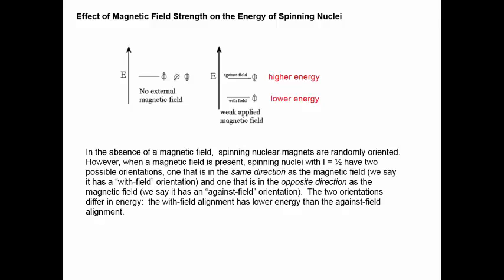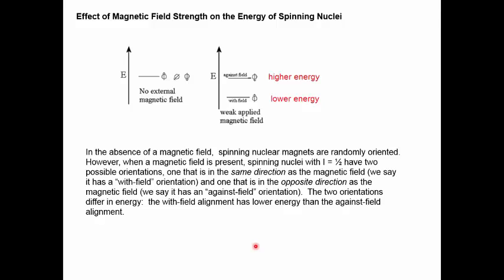Let's suppose that we have a set of spinning nuclei. All the nuclei have an I value of 1/2. Now, in the absence of any magnetic field, the spinning nuclear magnets are randomly oriented. However, suppose we place our set of spinning nuclei in a magnetic field. The spinning nuclei will arrange themselves in two orientations, one in the same direction as the magnetic field. Here we say the nuclei have a with field orientation, and the other in the direction that is opposite to the magnetic field. These nuclei are said to have an against field alignment.